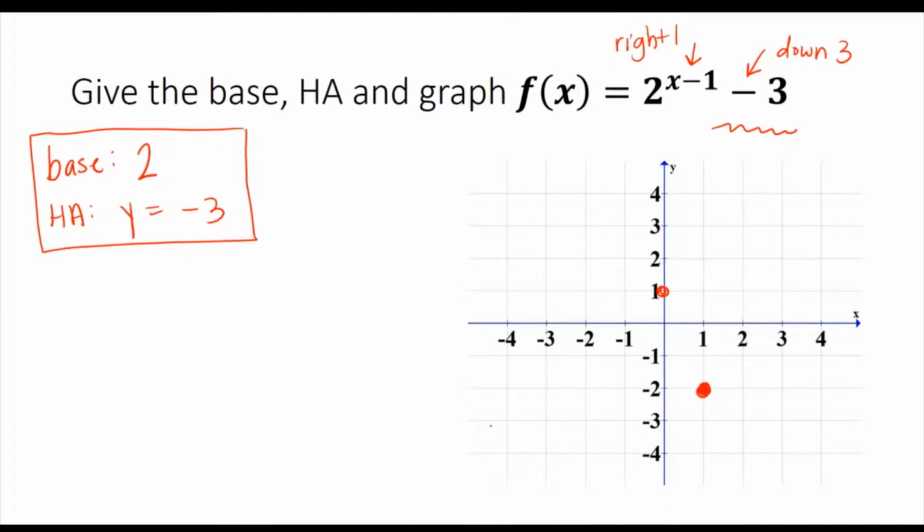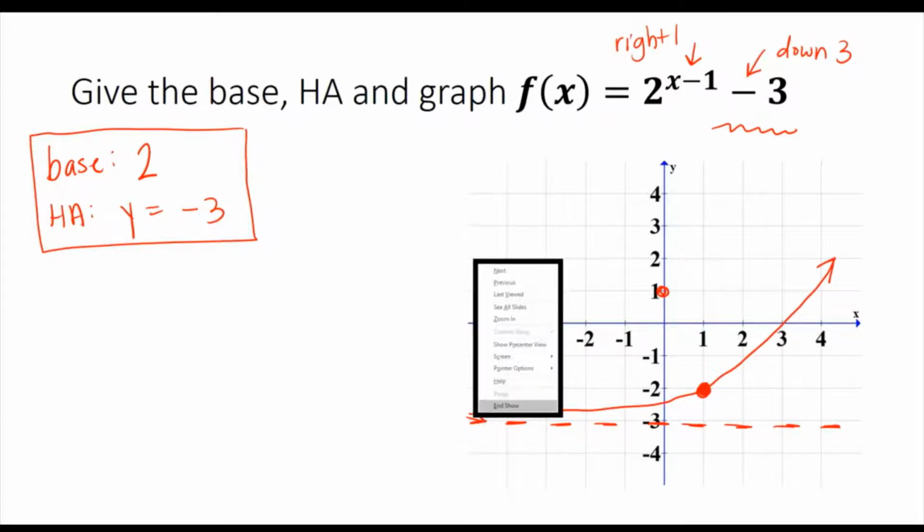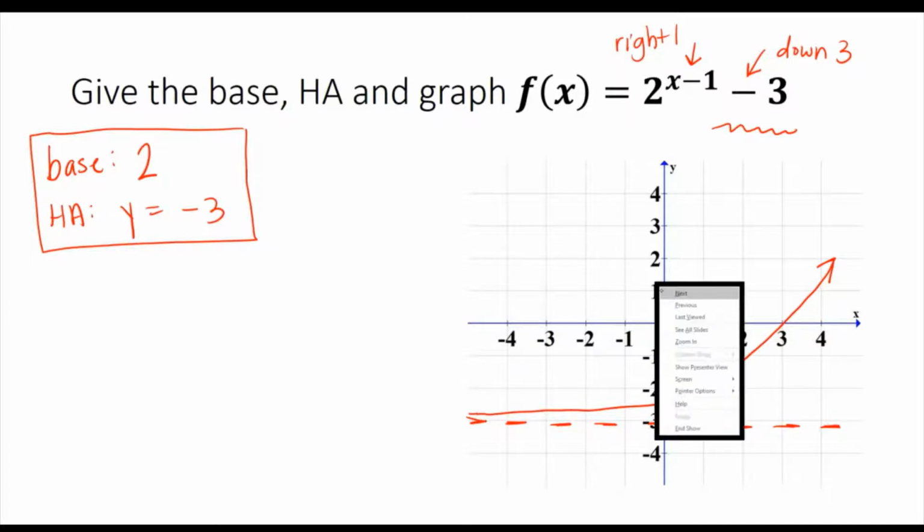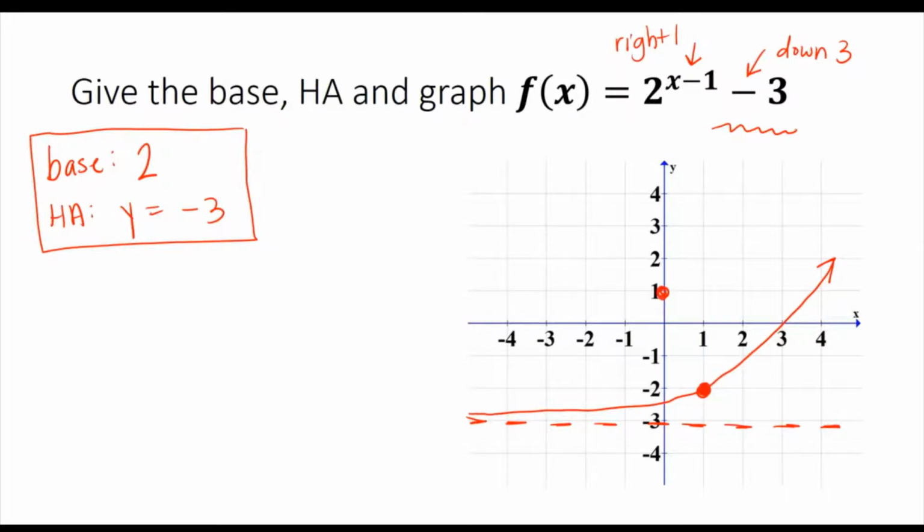Okay, we want to plot our horizontal asymptote. Use a dotted line. And then your graph starts flat against the horizontal asymptote and then needs to curve up through the point 1, negative 2. So let me repeat how we did that. You plot your horizontal asymptote and then use transformations to move the coordinate point 0, 1 right 1 and down 3.